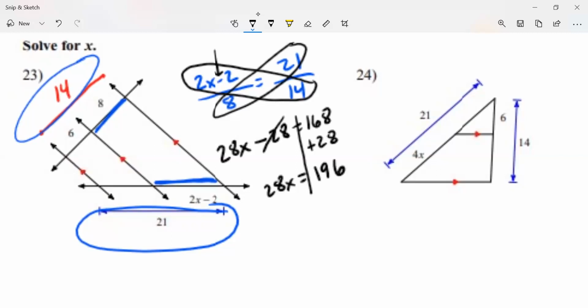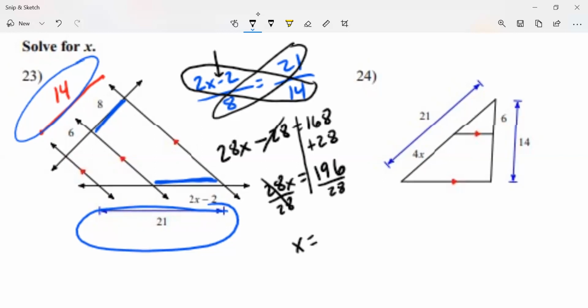Now to get x by itself, let me divide both of these sides by 28. Now 196 divided by 28 happens to be 7. Okay, my instructions were solve for x, so x equals 7.